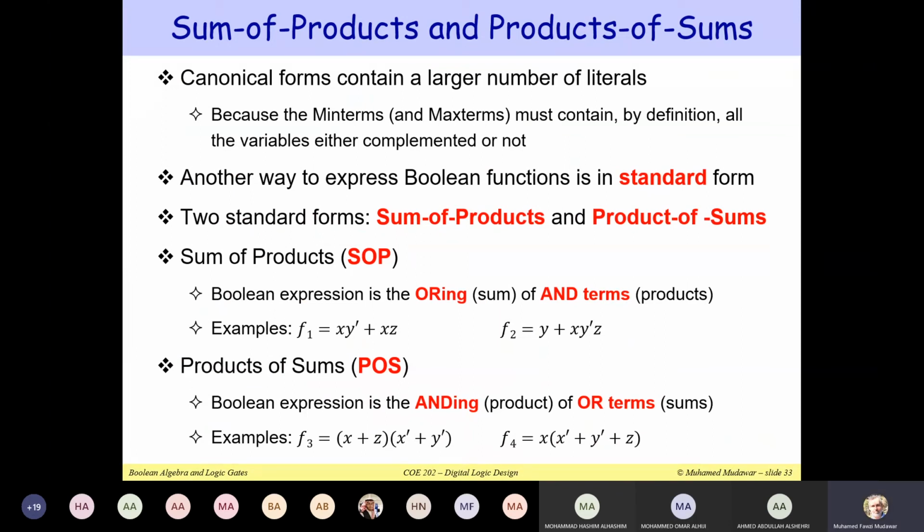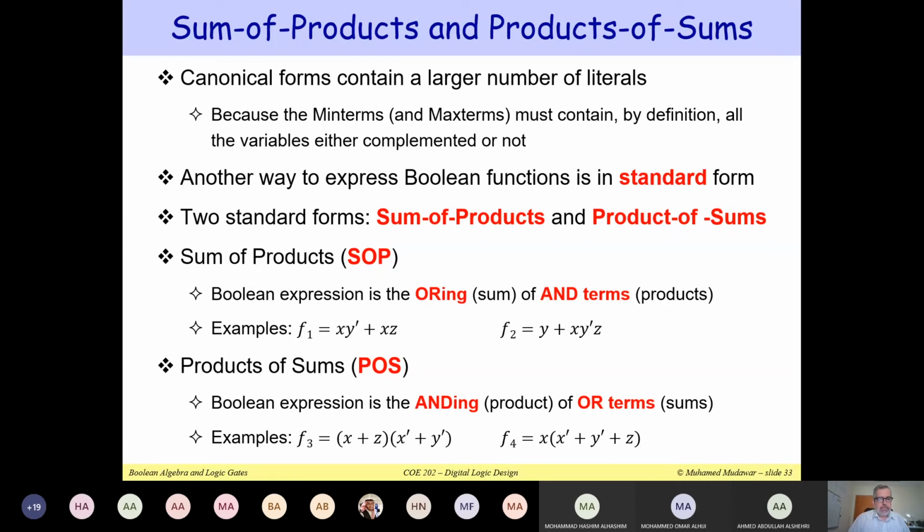Now, what we have seen is the two canonical forms, sum of minterms and product of maxterms. We also have something called sum of products and product of sums. The problem with the canonical forms is that they contain a large number of literals, so the expression is not really minimized. Because if you write a minterm or a maxterm, by definition all the variables should appear in every minterm or every maxterm, either in true form or complemented form.